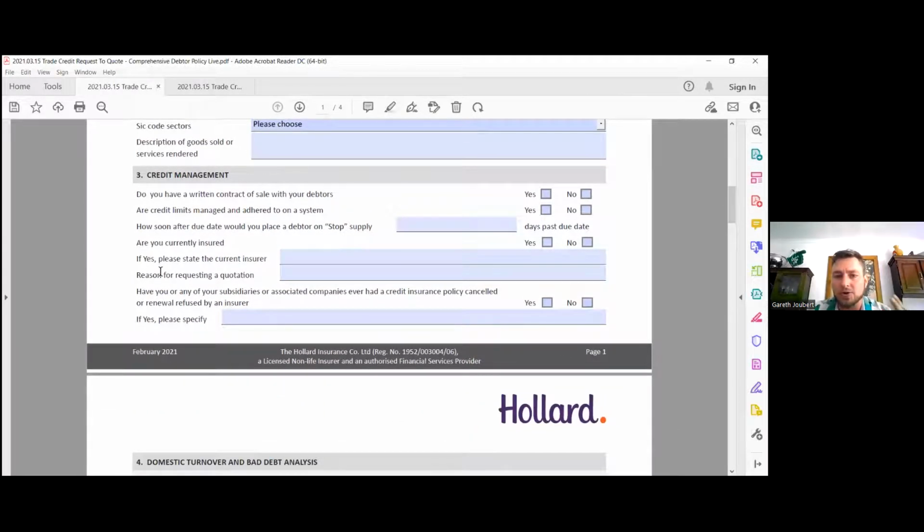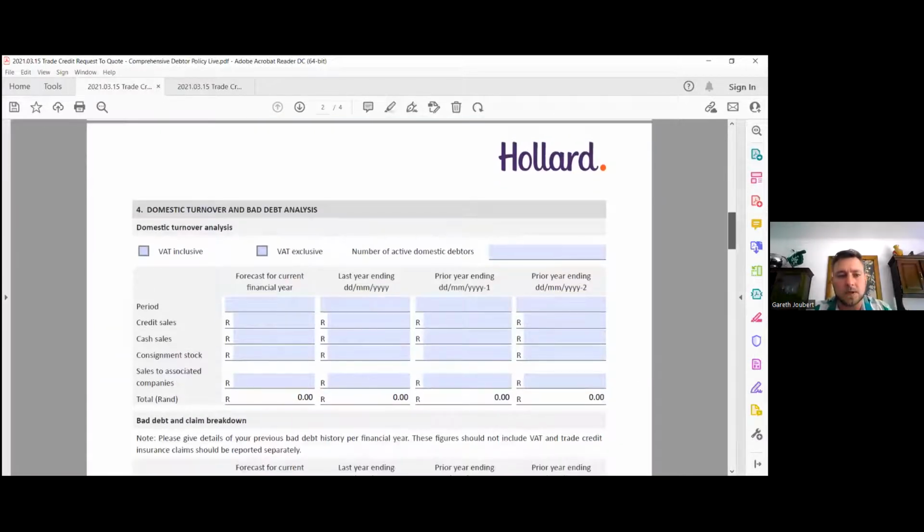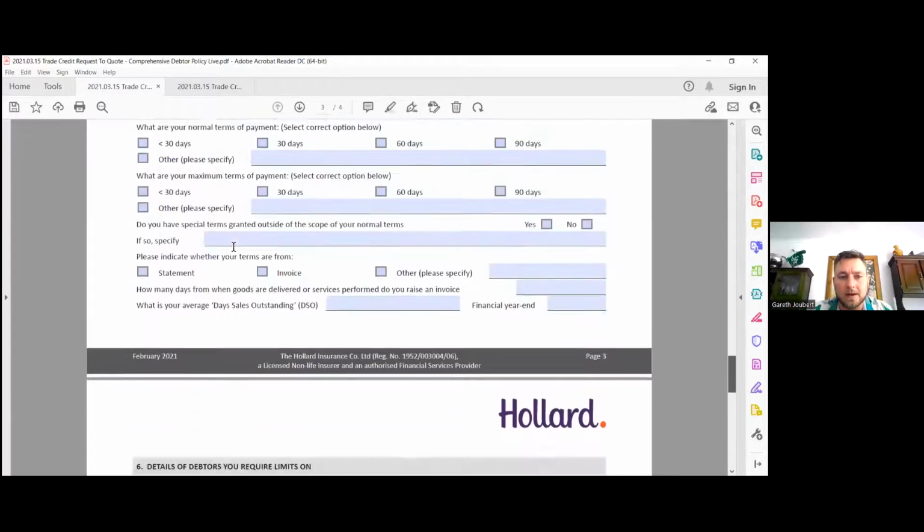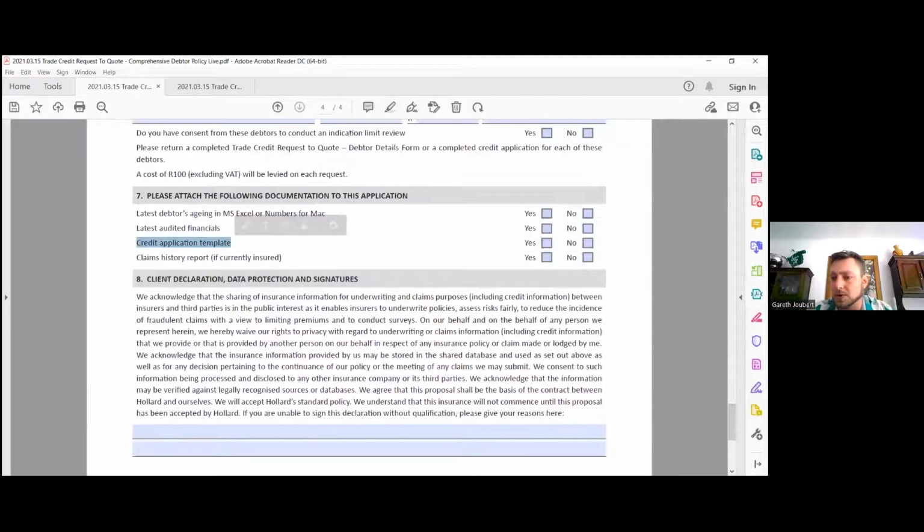So what does your client's credit management look like? Do they have a contract, right? So this is the credit agreement, yes or no? We would want a credit agreement to be in place. And if you see here, we're going to section 7, we would like the credit application template because we want to audit it to make sure that it's up to date with the terms of POPI or the National Credit Act, just that it's a legally binding document.